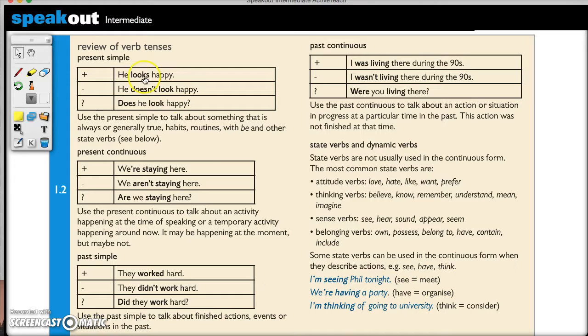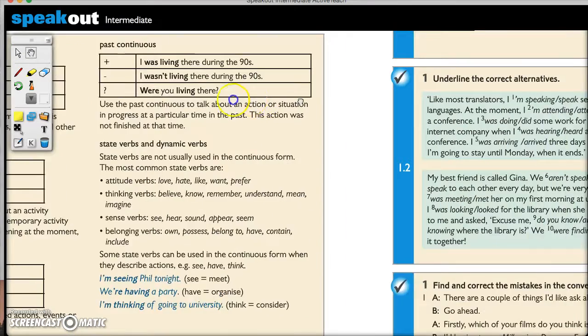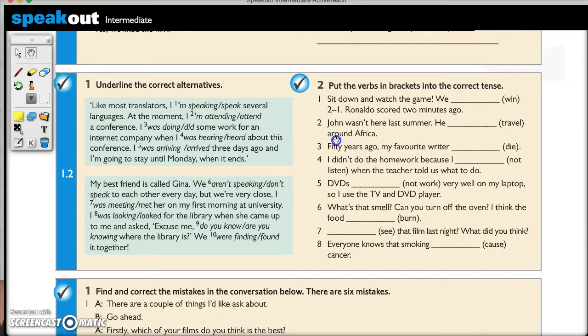So when you finish looking at this, go to the page on the right and try to do these two activities. The first one says underline the correct alternative, so you have to choose between the two options in italics. So here, I'm speaking or speak. Normally that would be I speak several languages because I do it all the time. It's not something that I'm doing now.